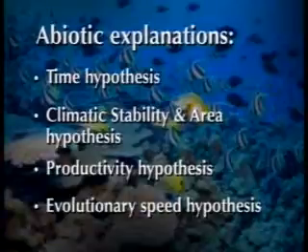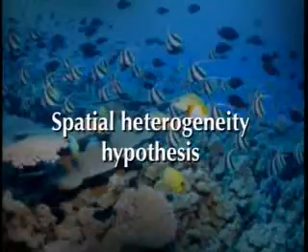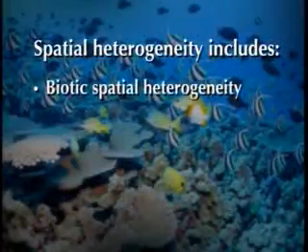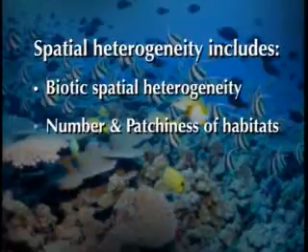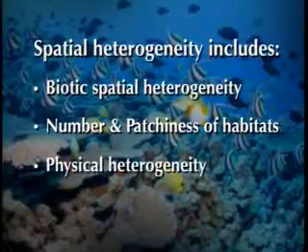In this part of the lecture, we will focus our attention only on the biotic explanations of this latitudinal species diversity gradient. And let's start with the first explanation, that is the spatial heterogeneity hypothesis. Spatial heterogeneity includes 2 important things: biotic spatial heterogeneity, that means heterogeneity in space caused due to the presence of different kinds of living organisms belonging to different life forms, especially of plants. And second is the number and patchiness of habitats. And this part we can also categorize, of course, or discuss into the abiotic explanations. And third is the physical heterogeneity also.